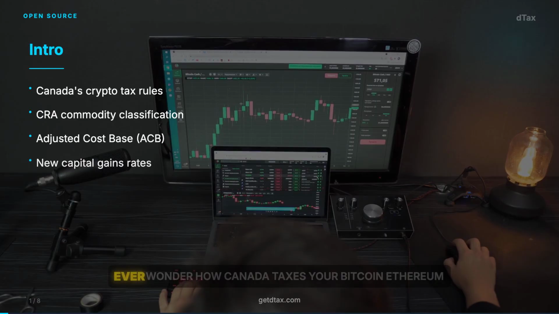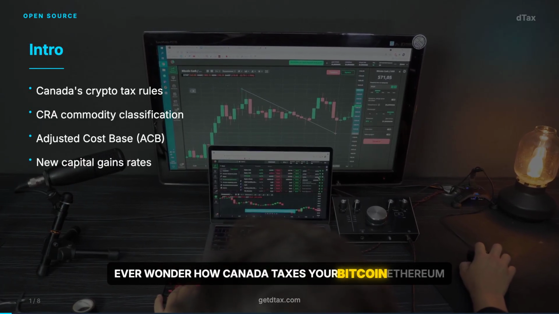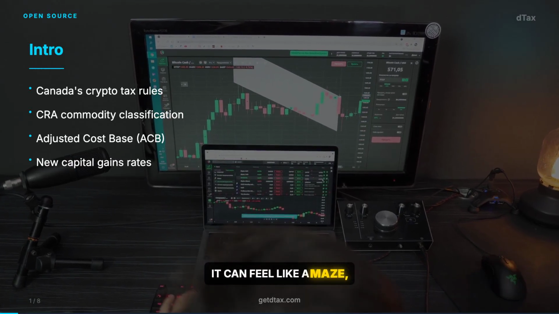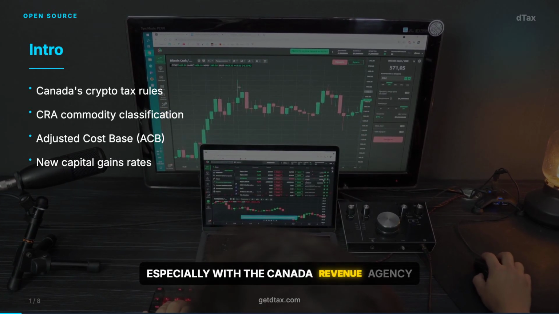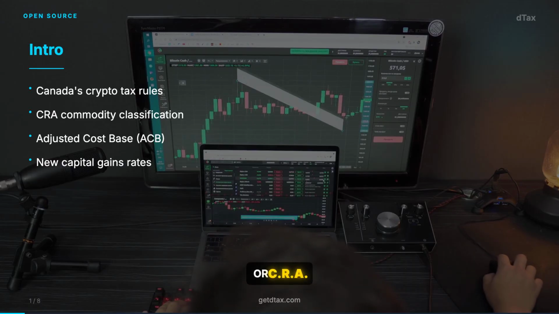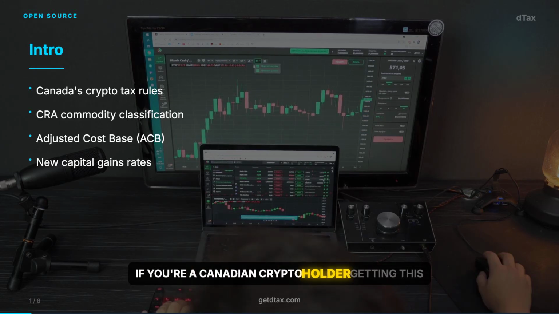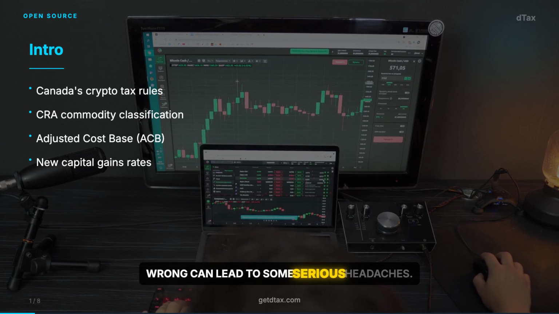Hey crypto fam, ever wonder how Canada taxes your Bitcoin, Ethereum, or even those cool NFTs? It can feel like a maze, right? Especially with the Canada Revenue Agency, or CRA, having its own unique rules. If you're a Canadian crypto holder, getting this wrong can lead to some serious headaches.